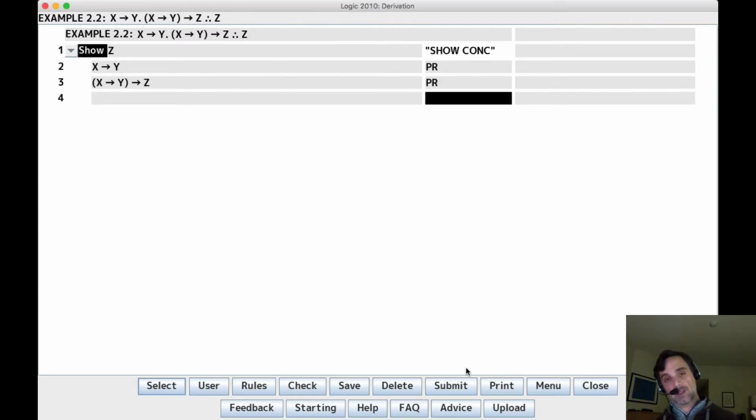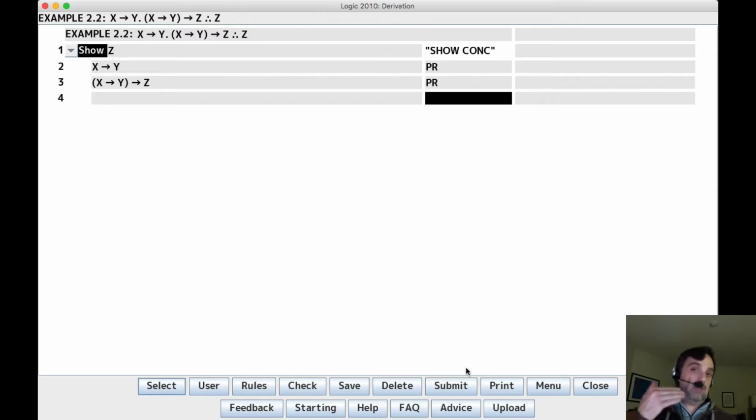We want to look for applications of modus ponens or modus tollens, because we've completed the first stage. There's an application of modus ponens with lines 2 and 3. Why? Line 3 is a conditional. What's its antecedent? If x, then y. Line 2 is if x, then y.